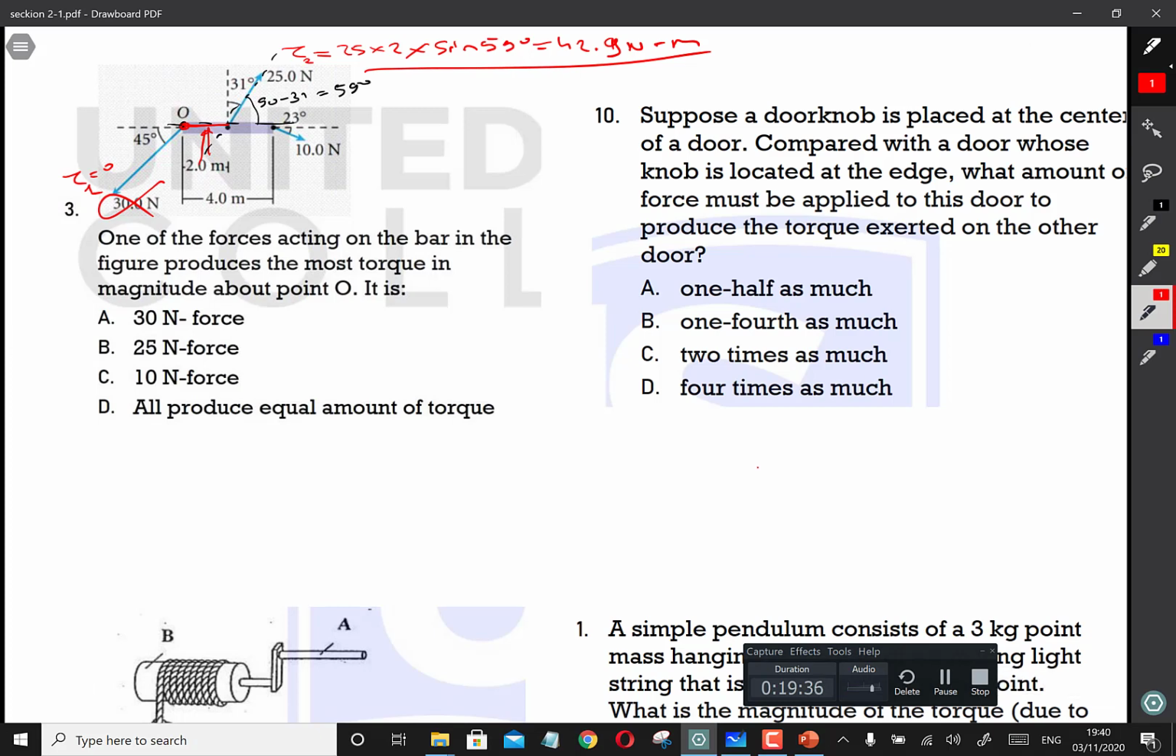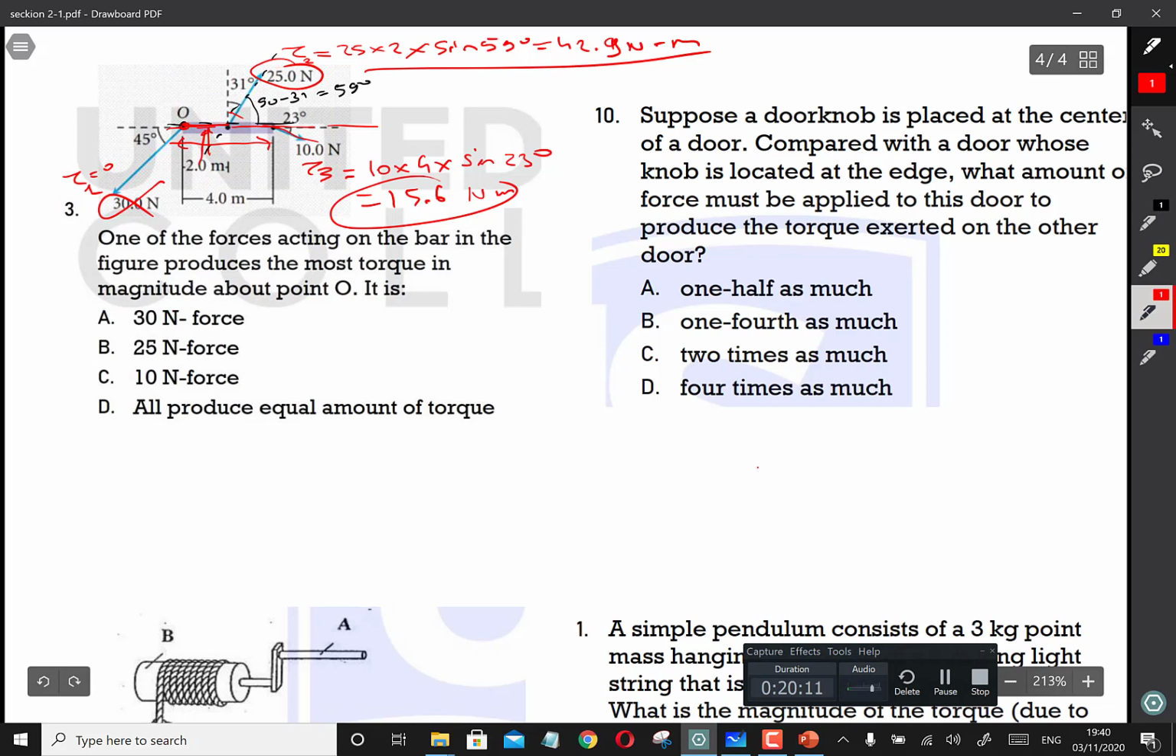Let's calculate torque of 10 Newton, torque 3, let's say. So how much is the force? 10 multiplied by the distance from force to axis of rotation, which is 4, multiplied by the correct angle. It's the angle between force and distance, sine 23. So let's multiply them all. 10 multiplied by 4 multiplied by sine of 23 is equal to 15.6 Newton meter. So as you see, the 25 Newton force has a greater torque if you compare them. So the choice is going to be B.